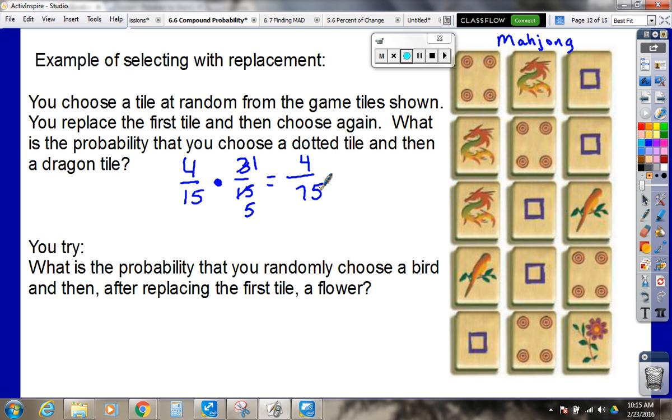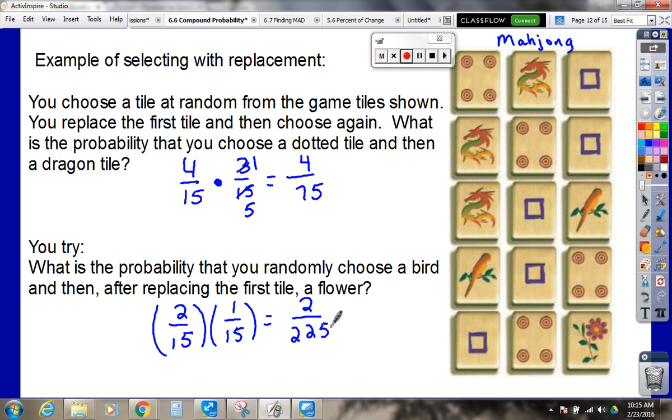Okay, next one. What is the probability that you randomly choose a bird and then, after replacing the first tile, a flower? Casey, what's the probability that I'm going to choose a bird? 2 out of 15. Good. And Garrett, how about the flower? 1 out of 15. Can I simplify before I multiply here at all? No, you cannot. So what's 15 times 15?